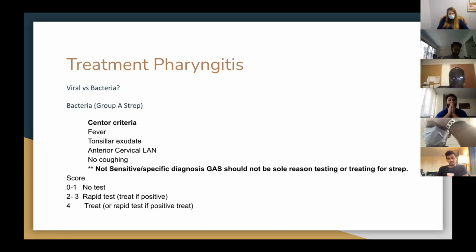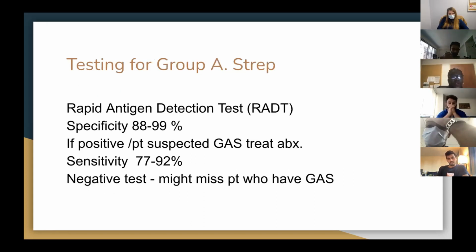The rapid antigen test specificity is up to 99%. So if it's positive, in the right clinical setting, go ahead and treat, given how high the specificity is. The sensitivity ranges from 77 to 92%. So a negative test might not be a true negative. You might be missing some patients with group A strep. So in that situation, you should consider culture.